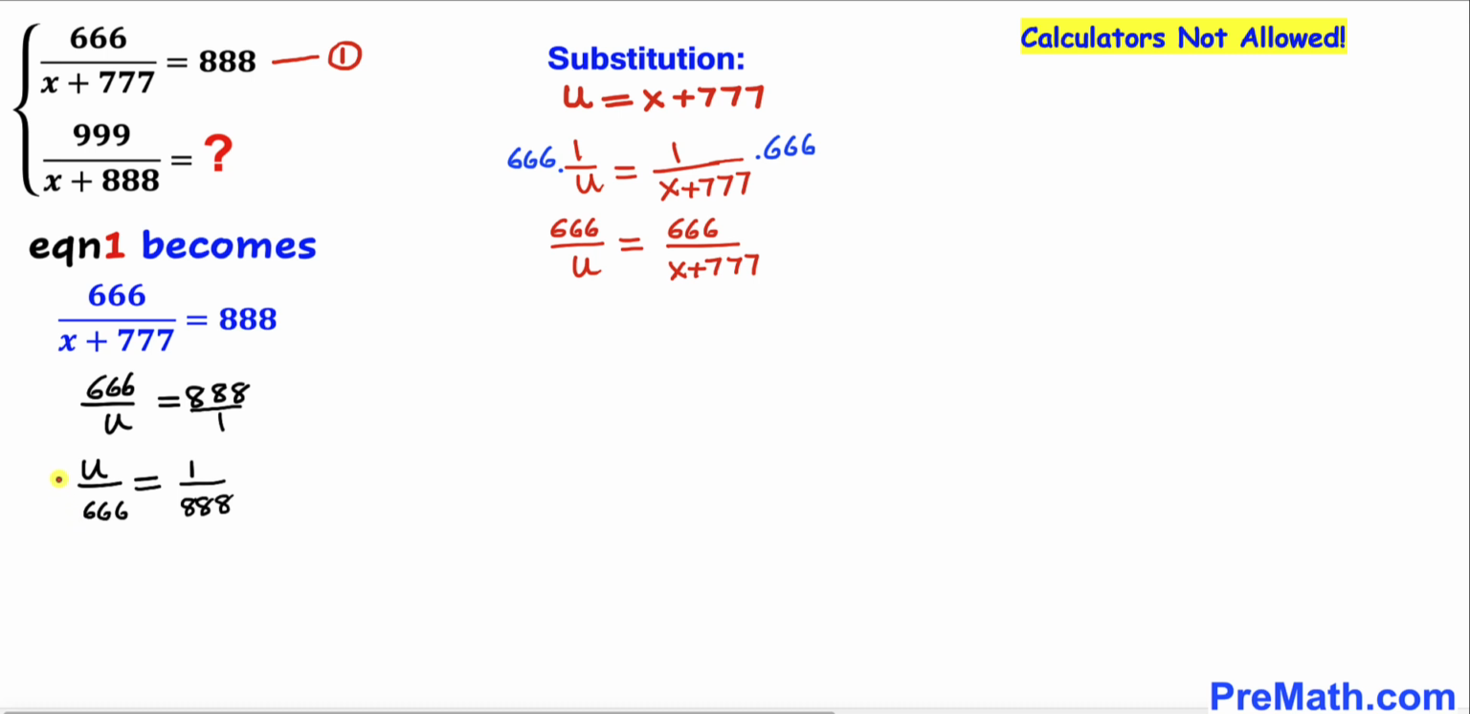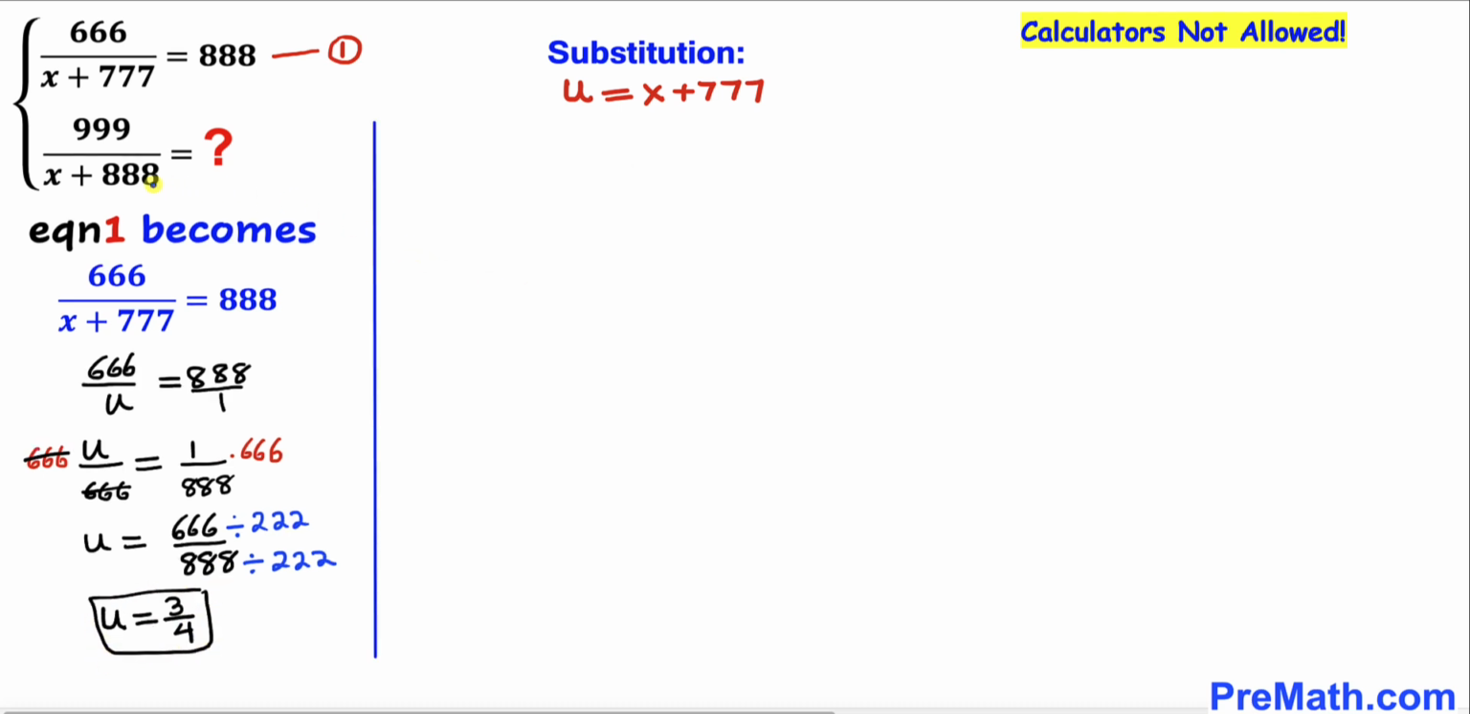And now let's go ahead and multiply both sides by 666, so this 666 and this one is gone. Let's go ahead and reduce this fraction by dividing the numerator by 222 and the denominator by 222 as well. So therefore, our u value turns out to be 3 divided by 4. So this is our u value.